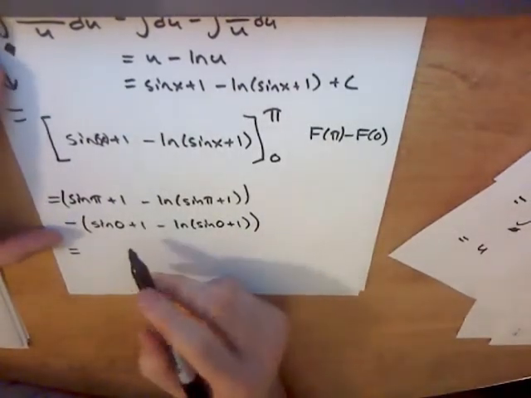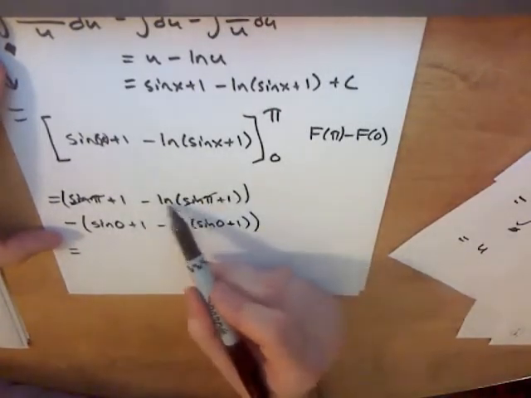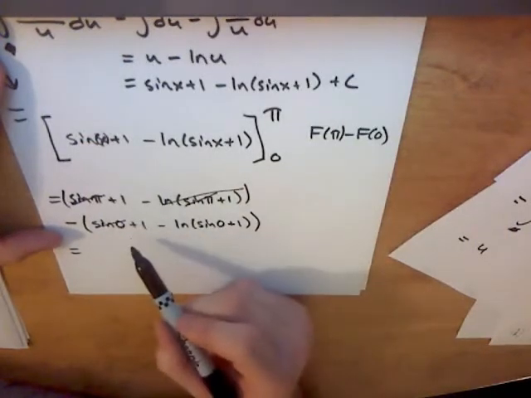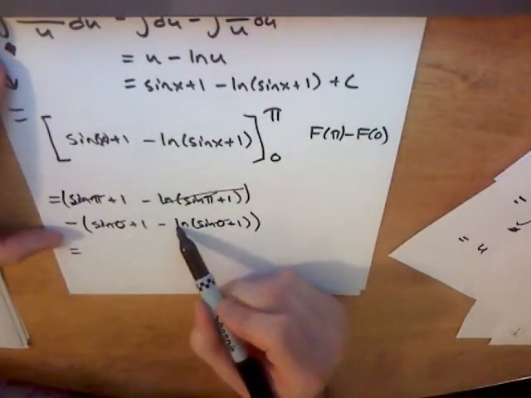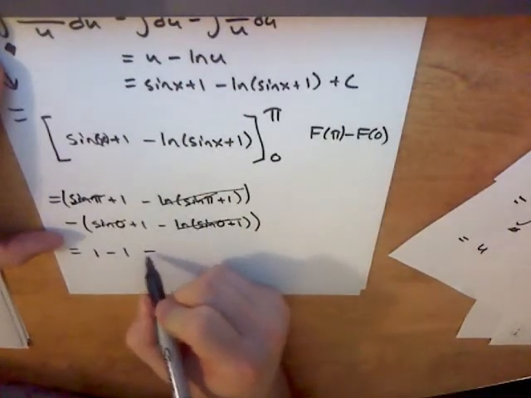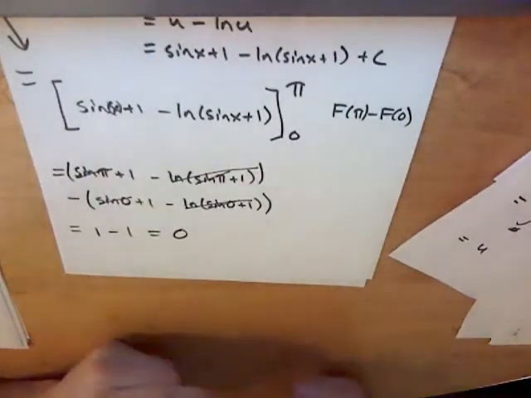Alright, there's some simplification in order. Sine of pi is 0. Ln of 1 is 0. Again, sine of 0 is 0. Ln of 1 is 0. So what we have left is 1 minus 1, which is 0. So I created a pretty nice integral.